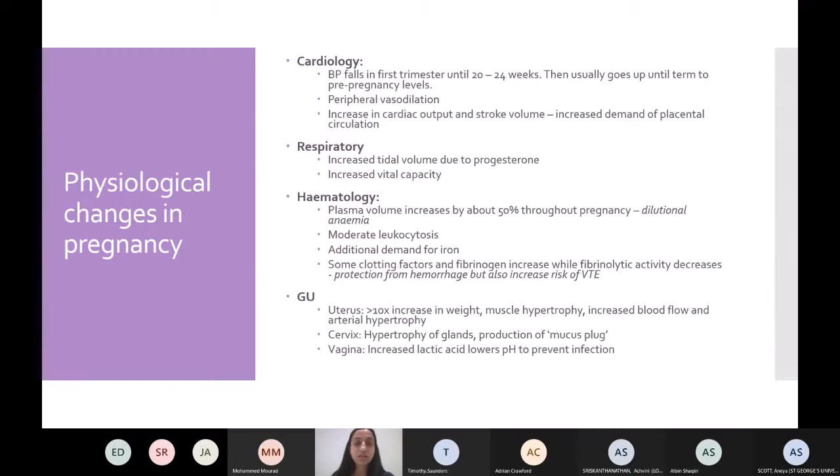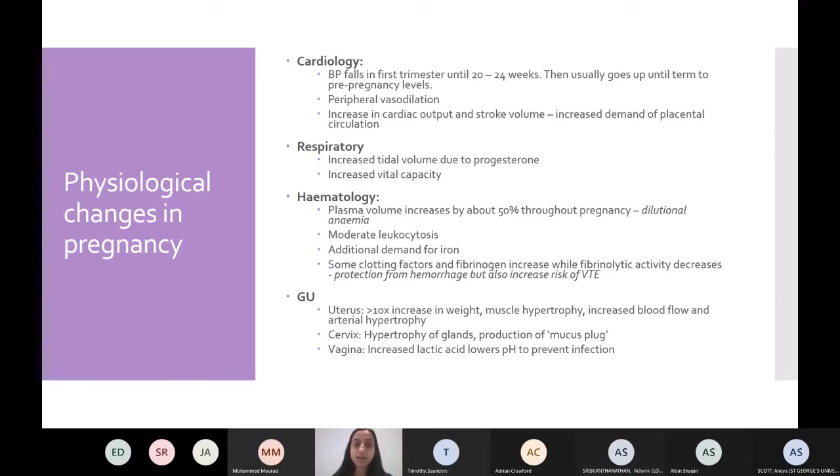So thinking about some of the physiological changes in pregnancy, I like to group it into systems because that makes it easier to think about. So in terms of cardiology, your blood pressure falls in the first trimester until about 20 to 24 weeks, and then slowly goes back up to what the pre-pregnancy levels were by term. And that usually happens because of a process of vasodilation.